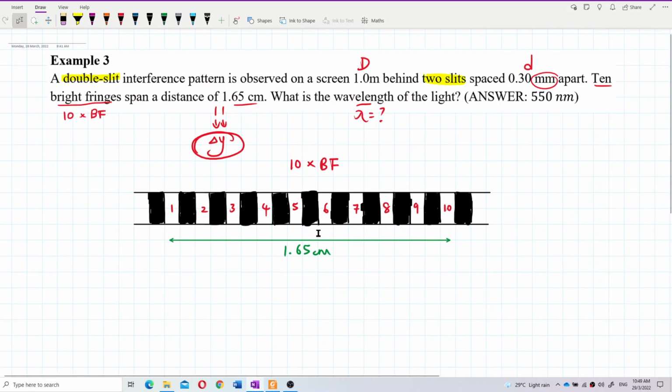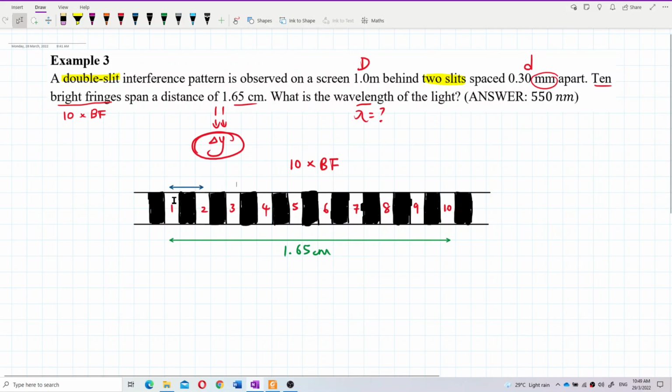So how to relate 1.65 cm to delta y? Delta y is actually just a small part. Delta y is just this part. This is delta y.